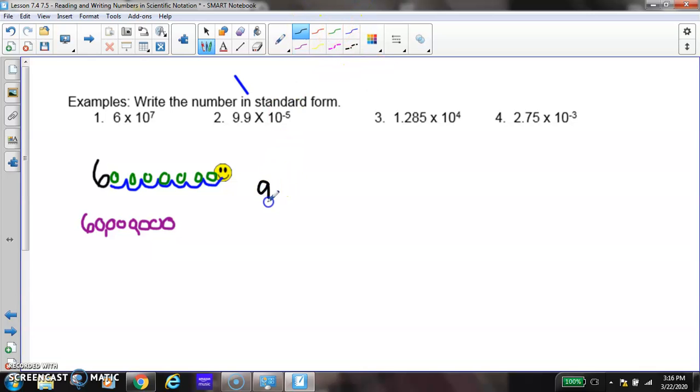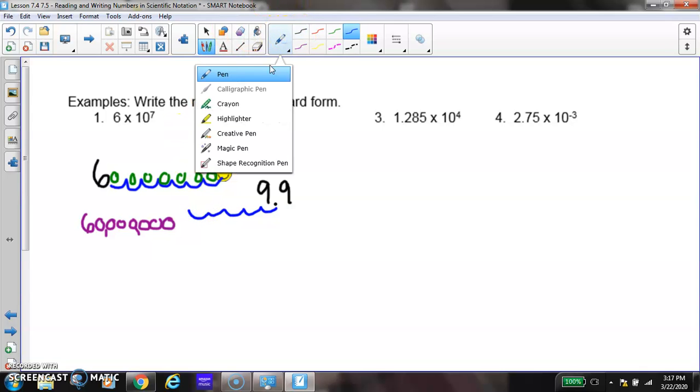We've got 9.9, so I'm going to start with 9.9. This one has the decimal point to start with, but this time I can see my power on 10 is a negative. So what that means is I'm going to be moving it not to the right this time, but to the left because I'm going to be dealing with a really tiny decimal. So I'm going to move it 5 places. 1, 2, 3, 4, 5 places.